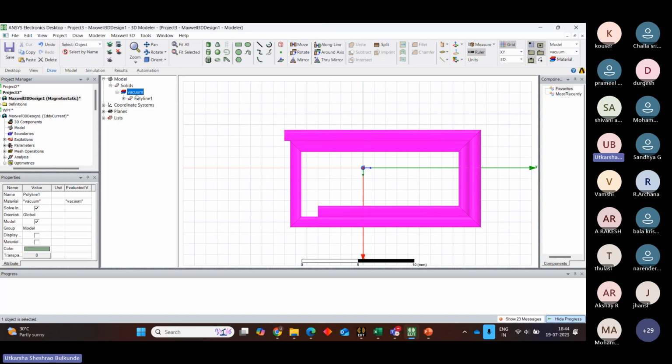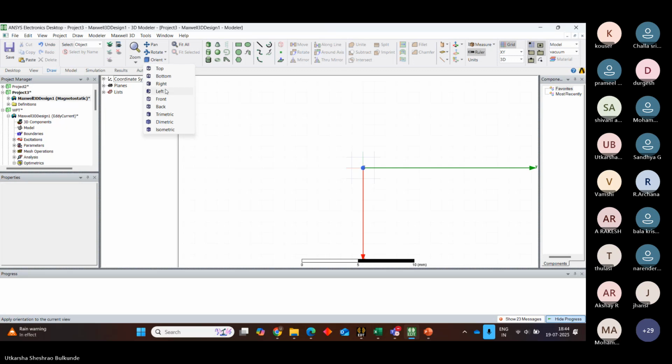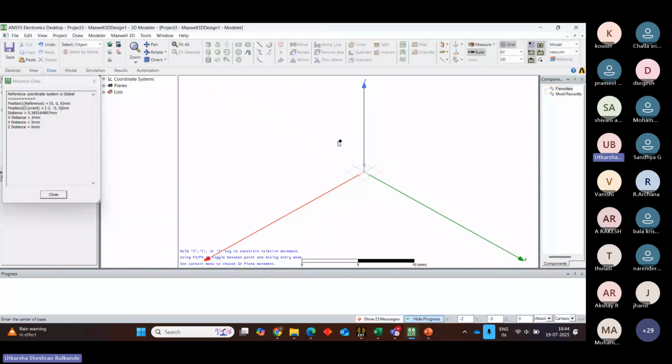So all these options we don't use normally. So what we do is we make our coil in solid form. So we will start now. We will draw a circular coil only. Okay. For circular coil, what is the option? Draw cylinder.